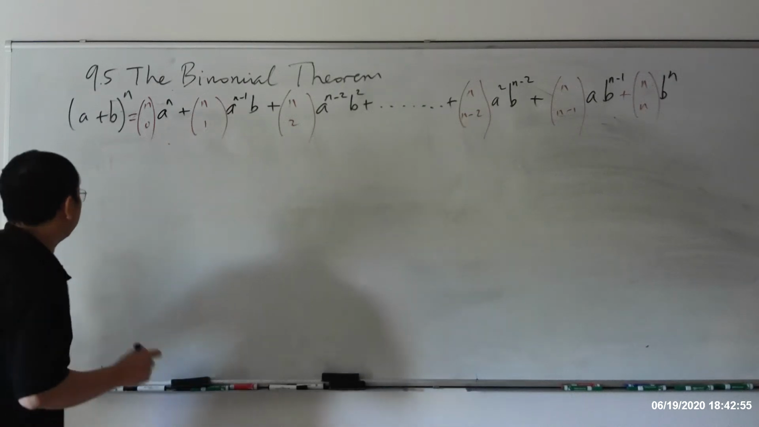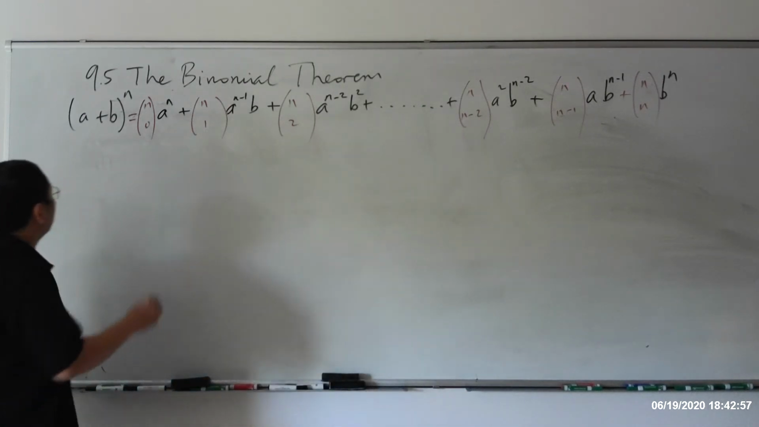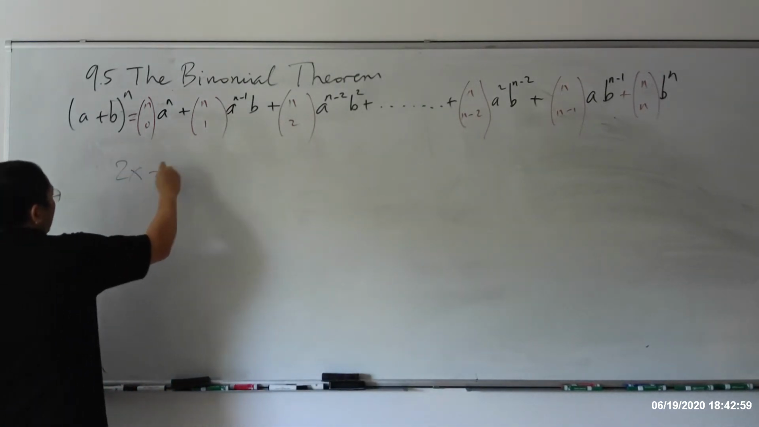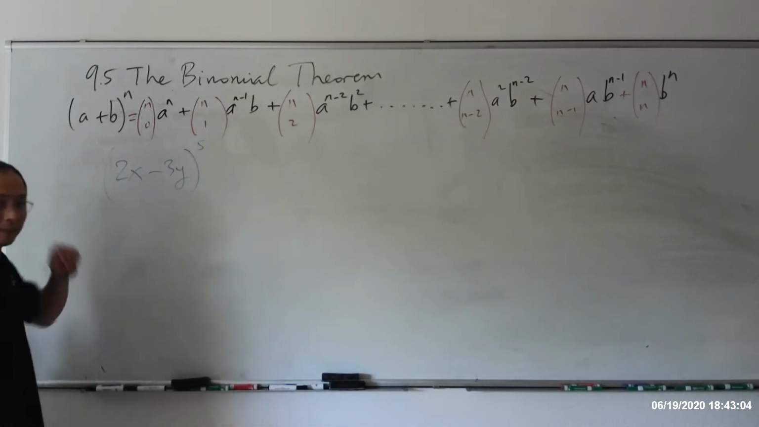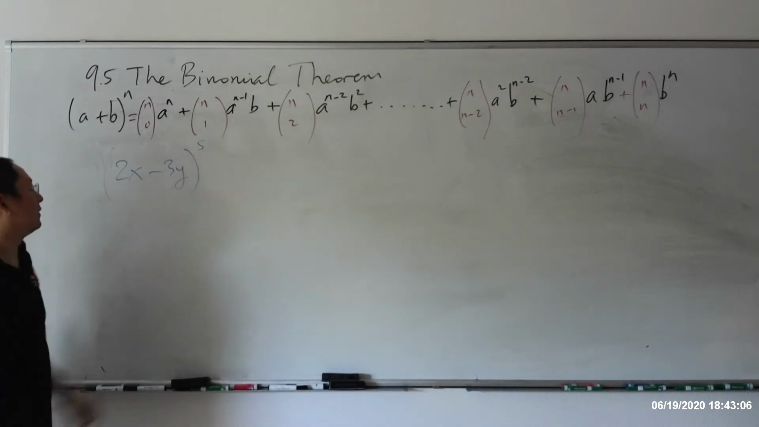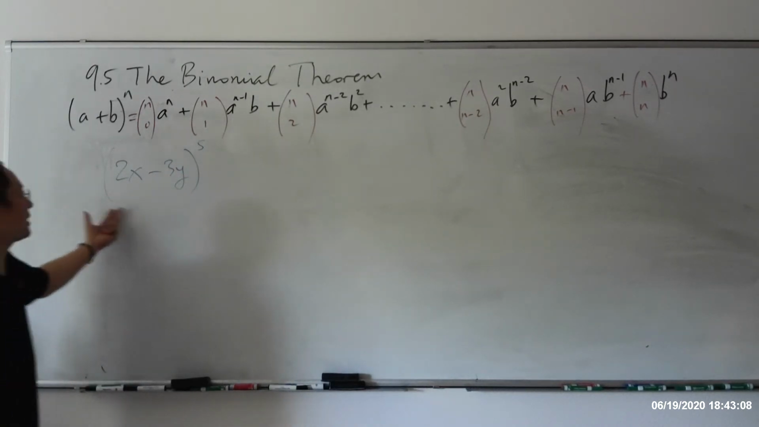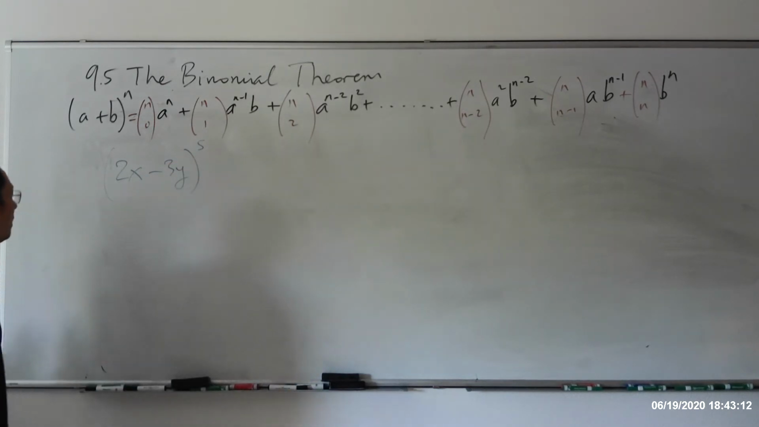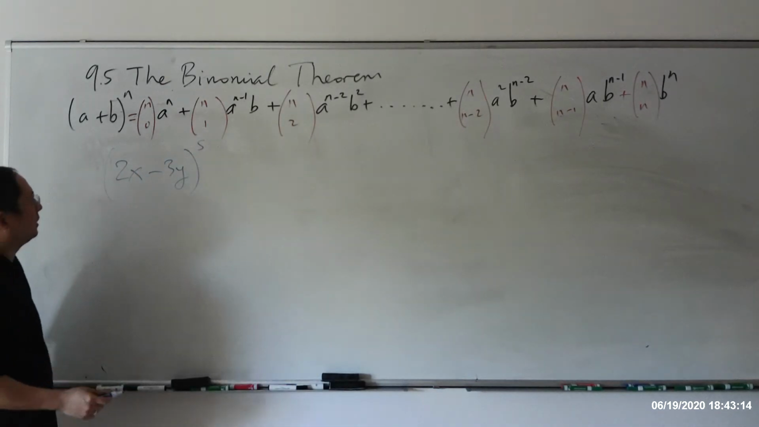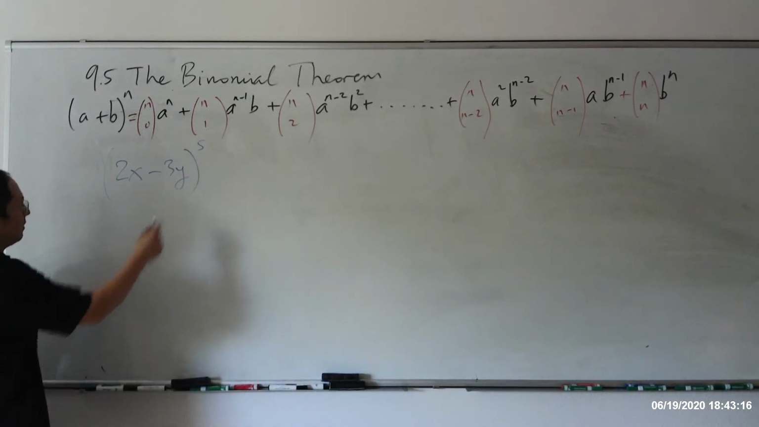How about two more then? (2x minus 3y) raised to the 5th. The question asks you to expand the binomial and find all the terms. So it's to the 5th right here. You look for the formula with the 5th exponent.